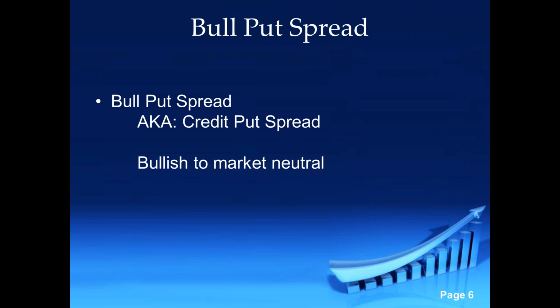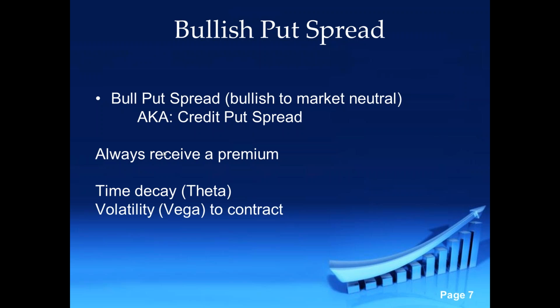And this particular one, we want high volatility, and I'll go into that in a little bit more detail here in a minute. One thing with the bull put spread is we're always going to receive a premium. Now, we want to receive a certain amount of premium in order to take on this risk. If we're going to be taking on this risk, you need to make sure that the premium is aligned with that, so that you don't get messed up with collecting too little of a premium. We're going to take advantage of theta decay in this and volatility. We want it to contract.